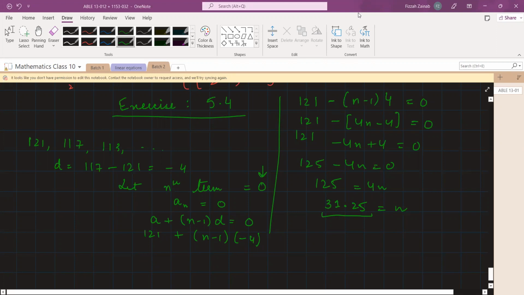Okay, Hamna, Harsha, and Rida, this exercise 5.4 is your homework exercise. Please solve the questions and note down whichever questions you're not able to solve so that we can solve them together in the next class. Please give a try to each and every question. Okay, ma'am. Thank you, ma'am.